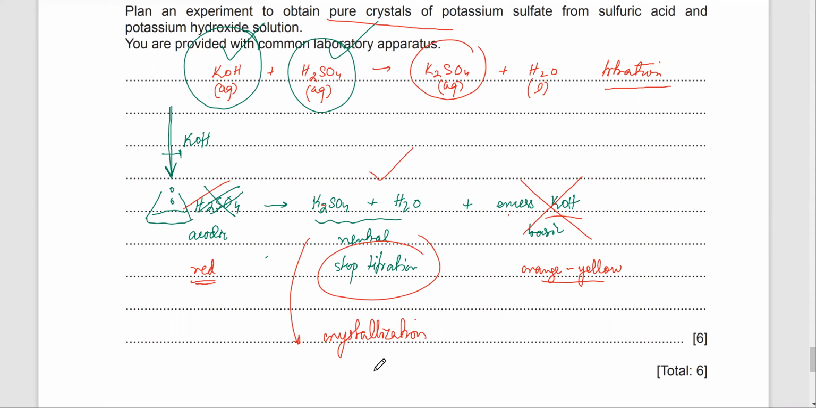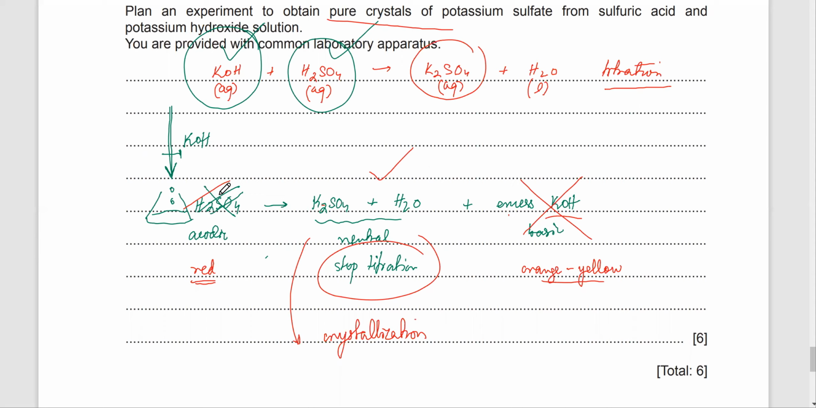So I'm just going to explain in words what you're going to write. Fill the burette with KOH. Prepare 25 cm³ of H2SO4 into the conical flask. Add a suitable indicator. You can add methyl orange. Add KOH drop by drop and start the titration and stop when the color changes. And you can write the color change, red to orange yellow. As soon as the color changes, you stop the titration.